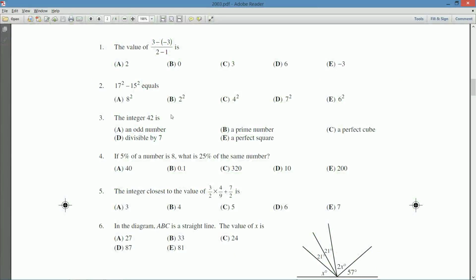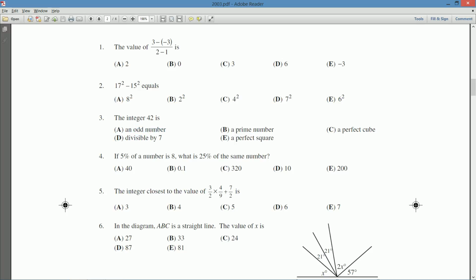Question 3 says the integer 42 is, and then we have a bunch of multiple choice answers here. So an odd number, a prime number, a perfect cube, divisible by 7, and a perfect square. Okay? So each of these is a possible answer, but we need to narrow down which one is the only real answer. So you sort of have to be familiar with what these terms mean.